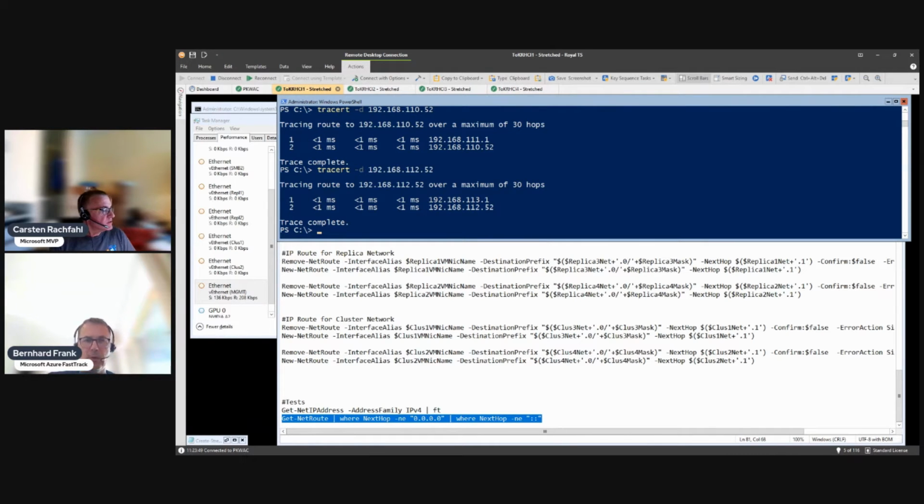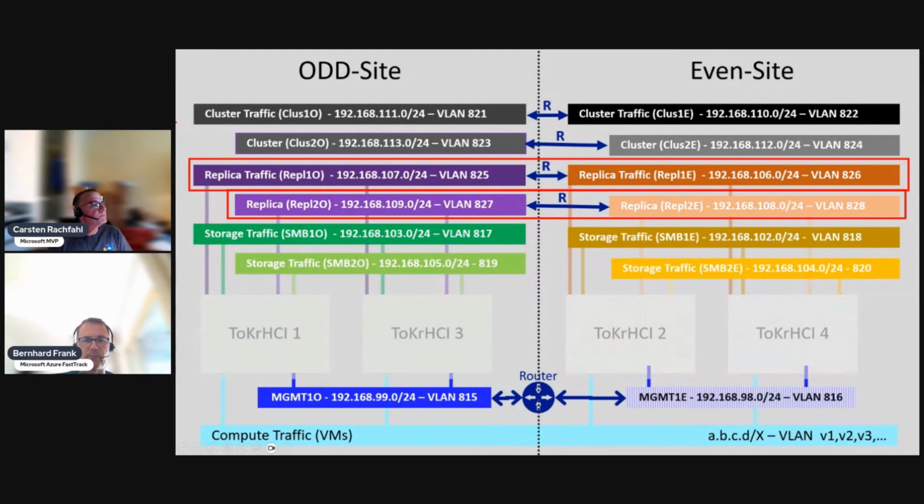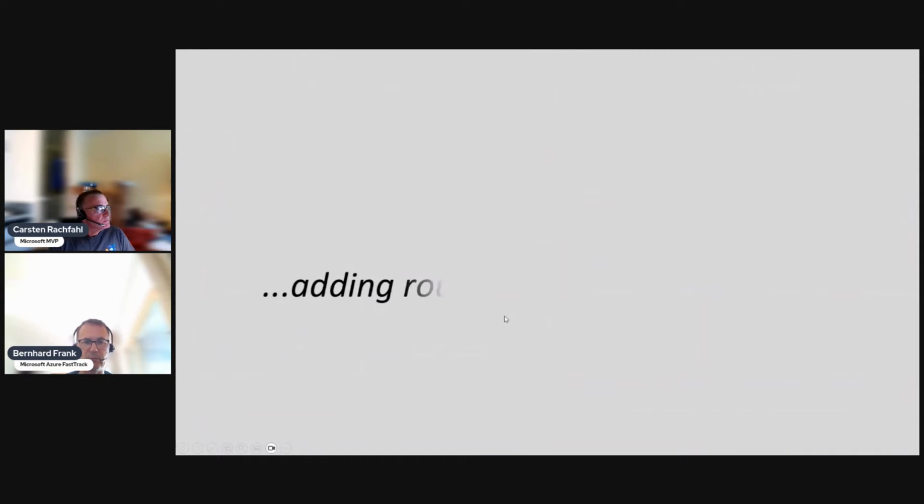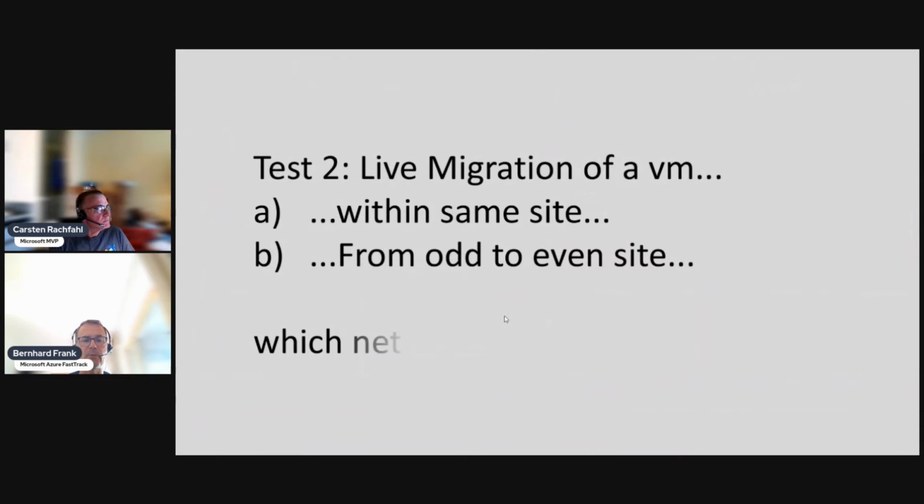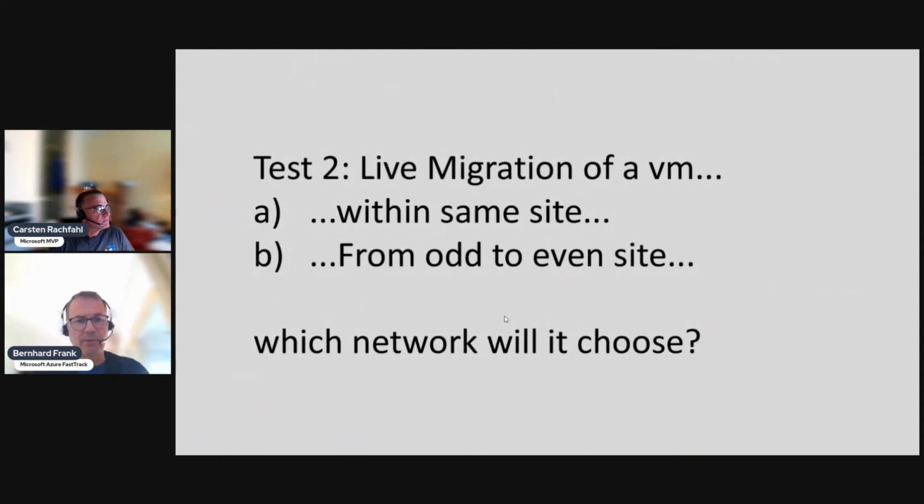I switch back to your presentation. Yes, we now have the routes, and you remember we want to do the live migration stuff. So we do two live migration tests. Test A: live migrate within the same site, from node number 1 to node number 3, or 2 to 4. And test B: live migrate what we did before, from the odd to the even, or even to odd. It doesn't matter, and we will watch closely which networks will be chosen for each live migration.